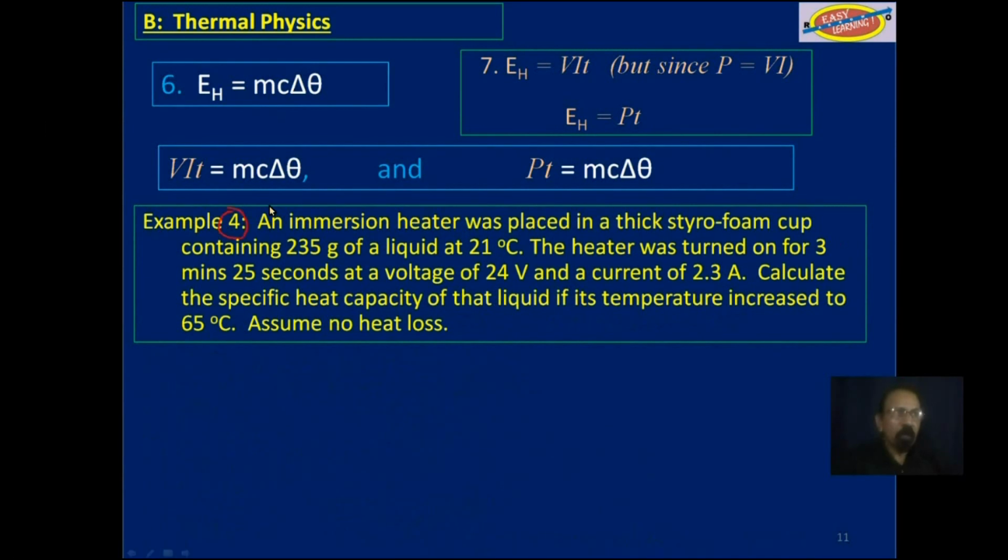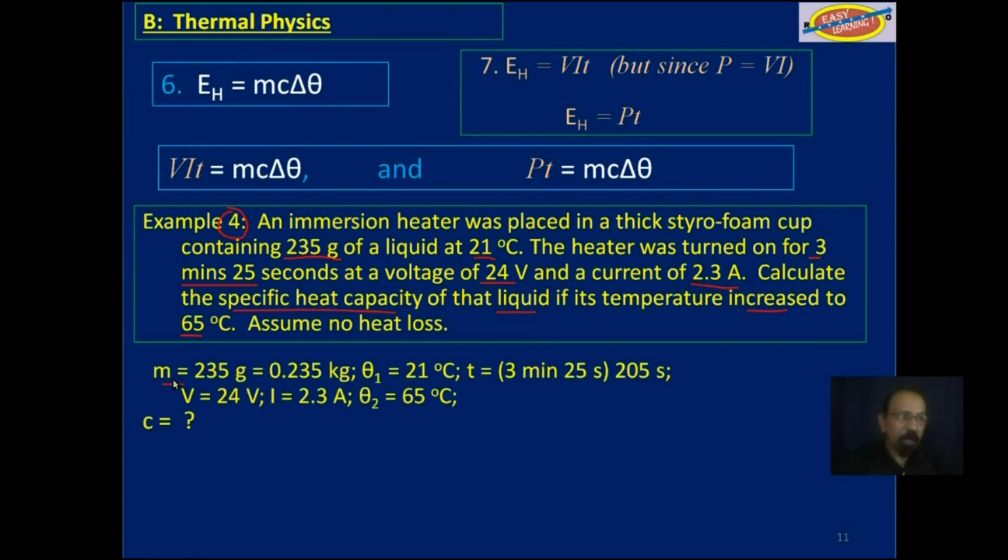Example 4. An electric immersion water heater was placed in a thick styrofoam cup containing 235 grams of liquid at 21 degrees Celsius. The heater was turned on for 3 minutes and 25 seconds at a voltage of 24 volts and a current of 2.3 amps. Calculate the specific heat capacity of the liquid if its temperature increased to 65 degrees Celsius. Assume no heat loss.